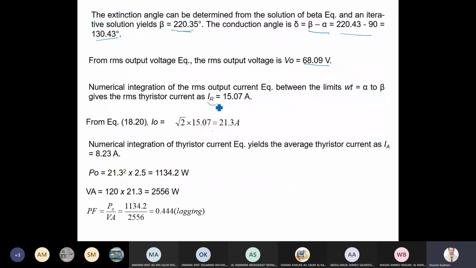We got IR. Now he asked me to find the output current. As you remember in the previous slide, it is square root 2 times IR.